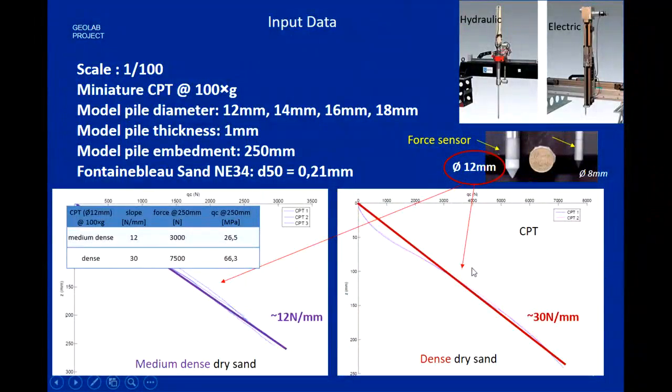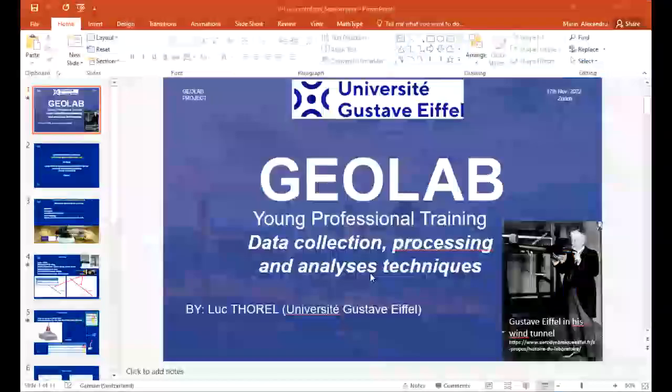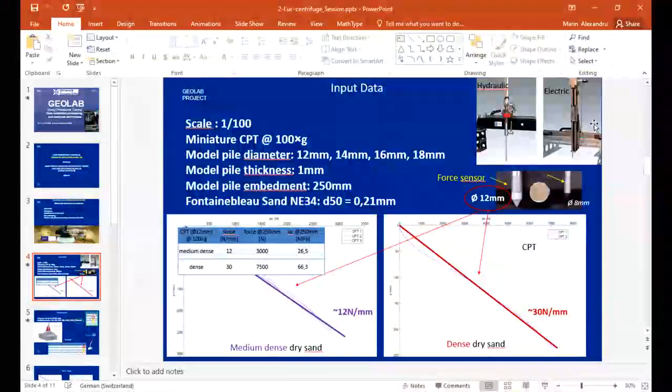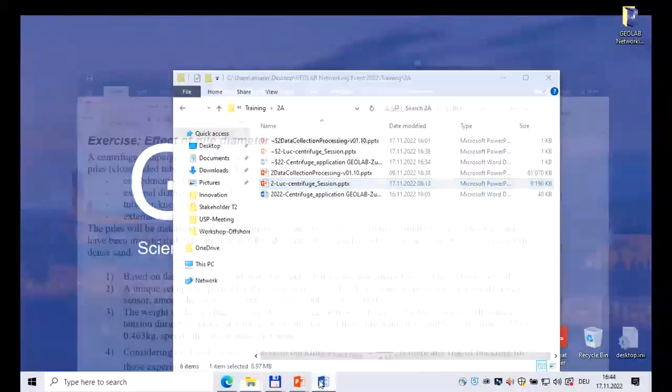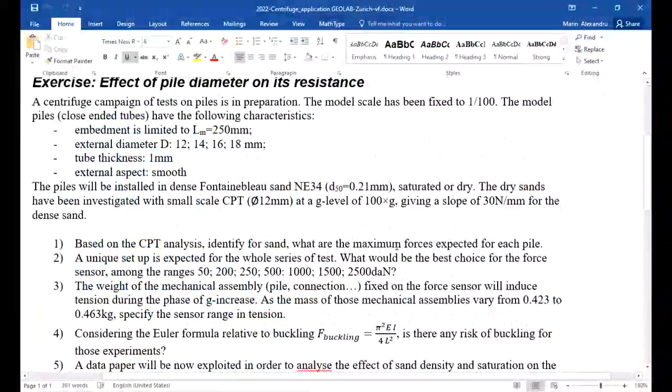So before installing piles, we have to imagine what could be the force necessary to do that. So I come back to the other file. The Word file. Okay, so maximum forces.